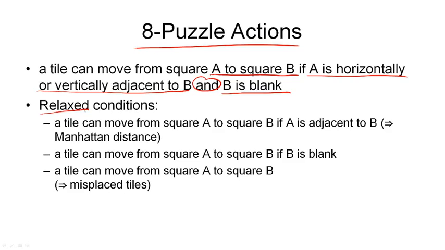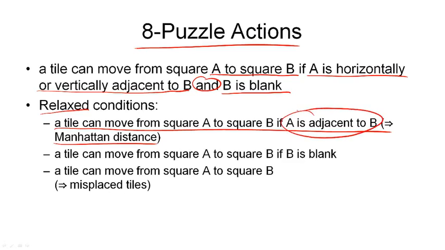If we drop the second part, that B is blank, we end up with this heuristic here. And that tells us a tile can move from square A to B if A is adjacent to B. I've dropped the horizontally or vertically. And what we get there, of course, then is the Manhattan block distance heuristic, because we now allow a tile to be moved no matter where it is moving to, which gives us exactly the block distance for this tile. And if we add all those up, that's the Manhattan block distance we've seen.